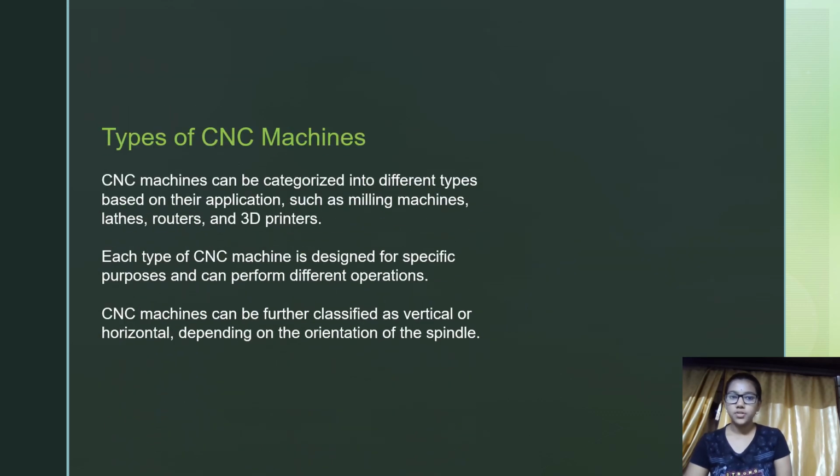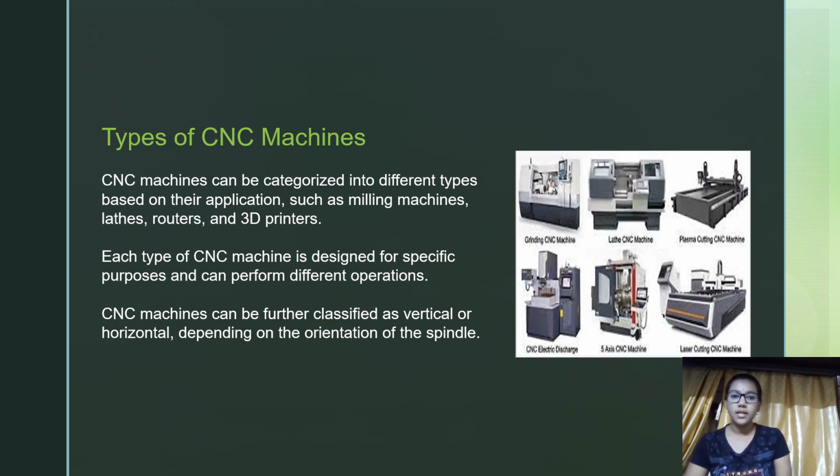Types of CNC machines. CNC machines can be categorized into different types based on their applications, such as milling machines, lathes, routers, and 3D printers. Each type of CNC machine is designed for a specific purpose and can perform different operations. CNC machines can be further classified as vertical or horizontal, depending on the orientation of the spindle.